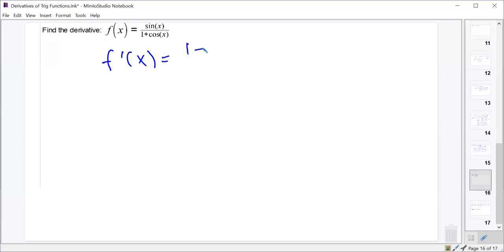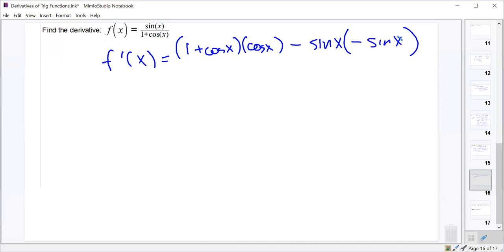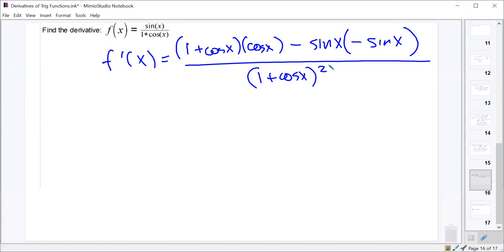Quotient rule says denominator times the derivative of the numerator, minus the numerator times the derivative of the denominator. What's the derivative of 1 plus cosine x? Negative sine. Good. All over 1 plus cosine x squared. Everybody good with that?